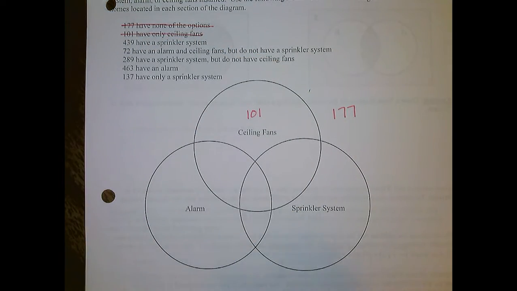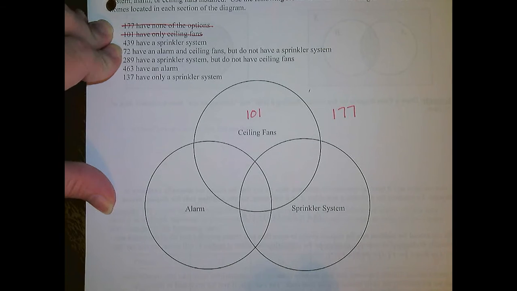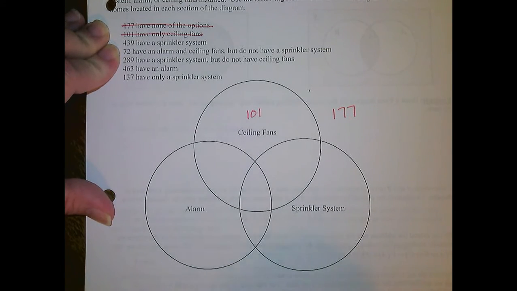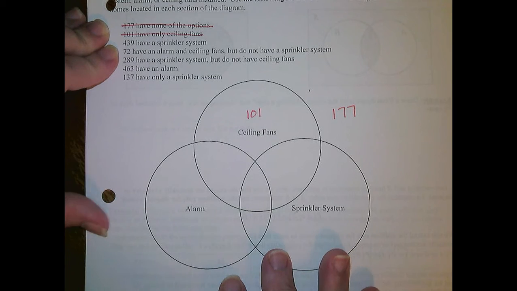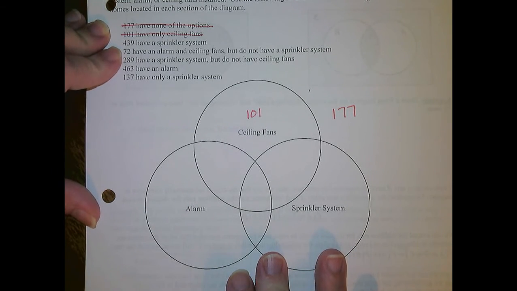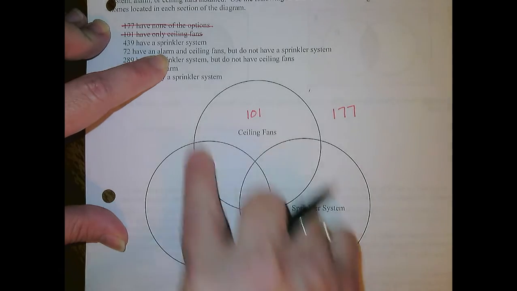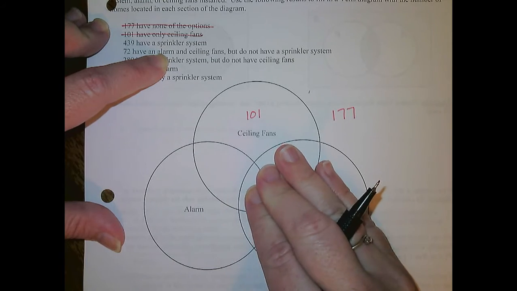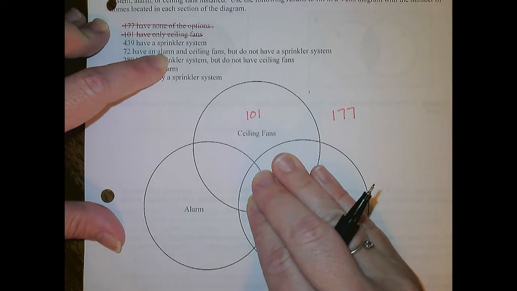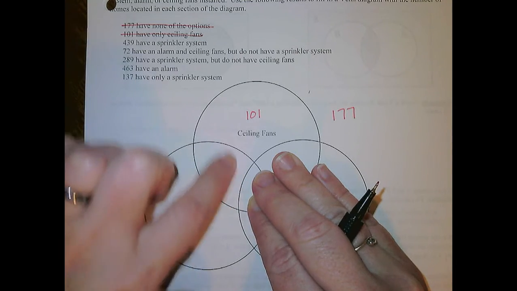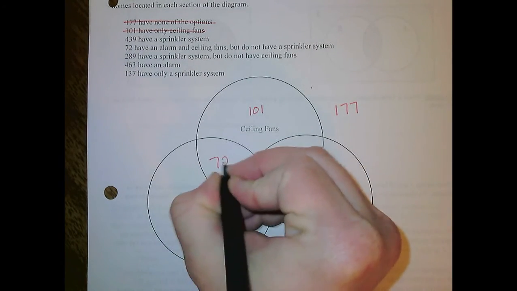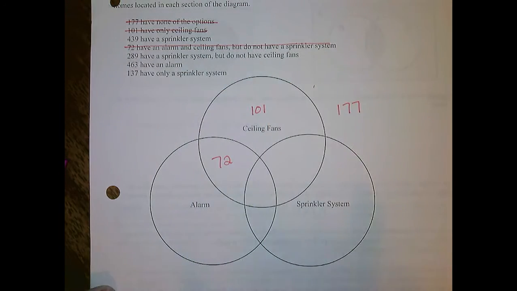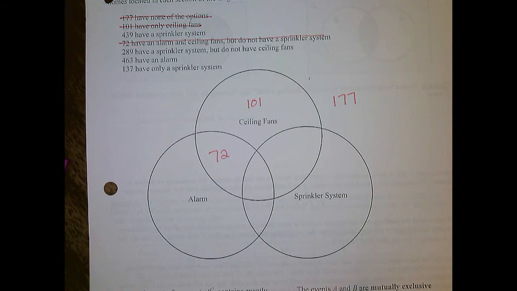And I'm going to jump around just a little bit. I'm going to skip this third piece of information. They tell us here that 72 of the homes have an alarm and a ceiling fan, but do not have a sprinkler system. So again, if we look at our Venn diagram, we're talking about the region that overlaps alarm, so this circle, and ceiling fan, this circle, but would exclude the sprinkler system. So the overlapping area that excludes the sprinkler system, but includes ceiling fans and alarms would be this little piece here. So I'm just going to write a 72 right here for the number of homes that would fall within that region.